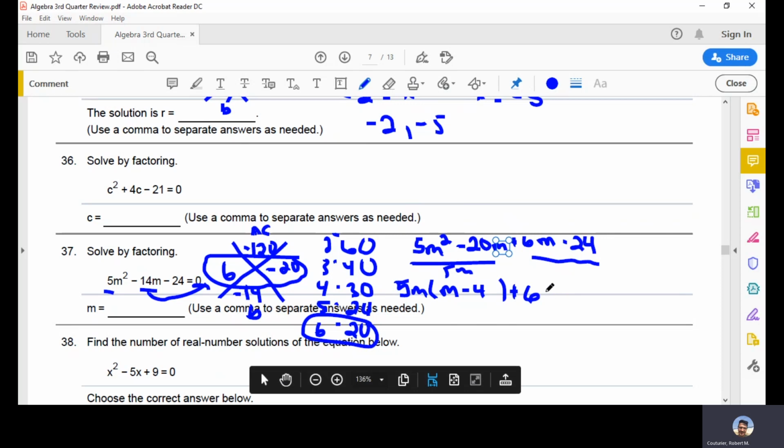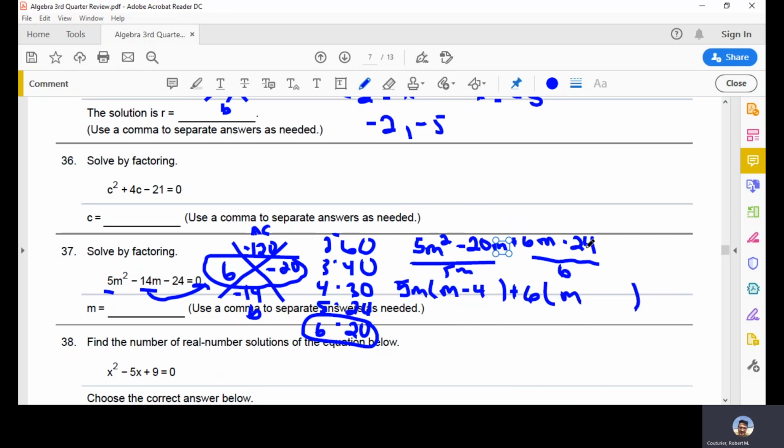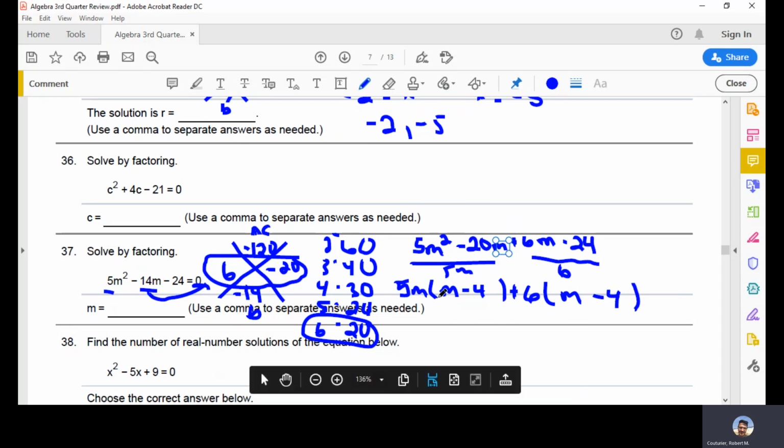Do they both have an m term? They don't. So you can write your parentheses. Now you're just dividing all this by 6. So 6m divided by 6 leaves you with just an m. And negative 24 divided by 6 leaves you with a negative 4. Look, we did it right because the results in the parentheses are the same. So here's a shortcut that is perfectly fine to do at this point in your algebra career. You have 5m plus 6 times m minus 4. Remember, there was an equal 0.